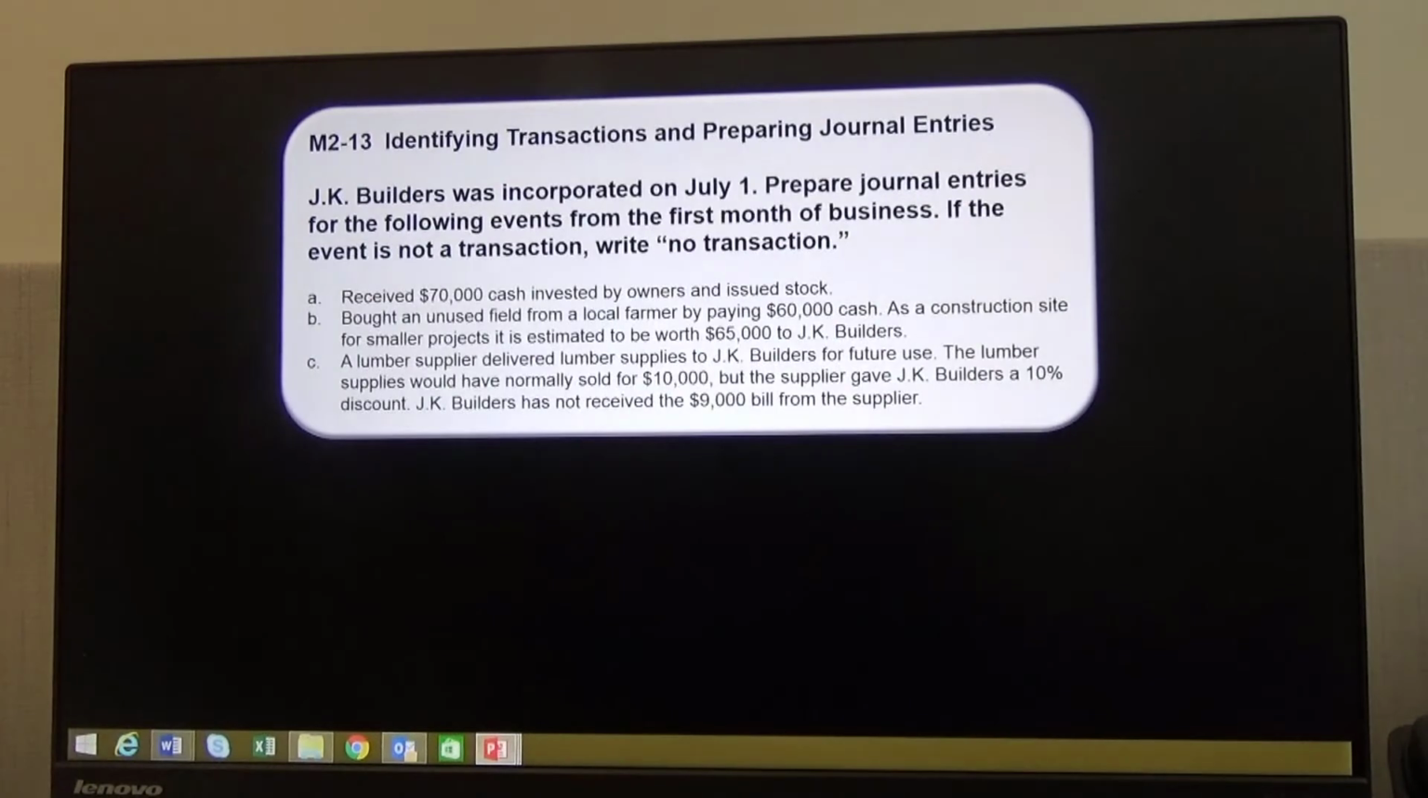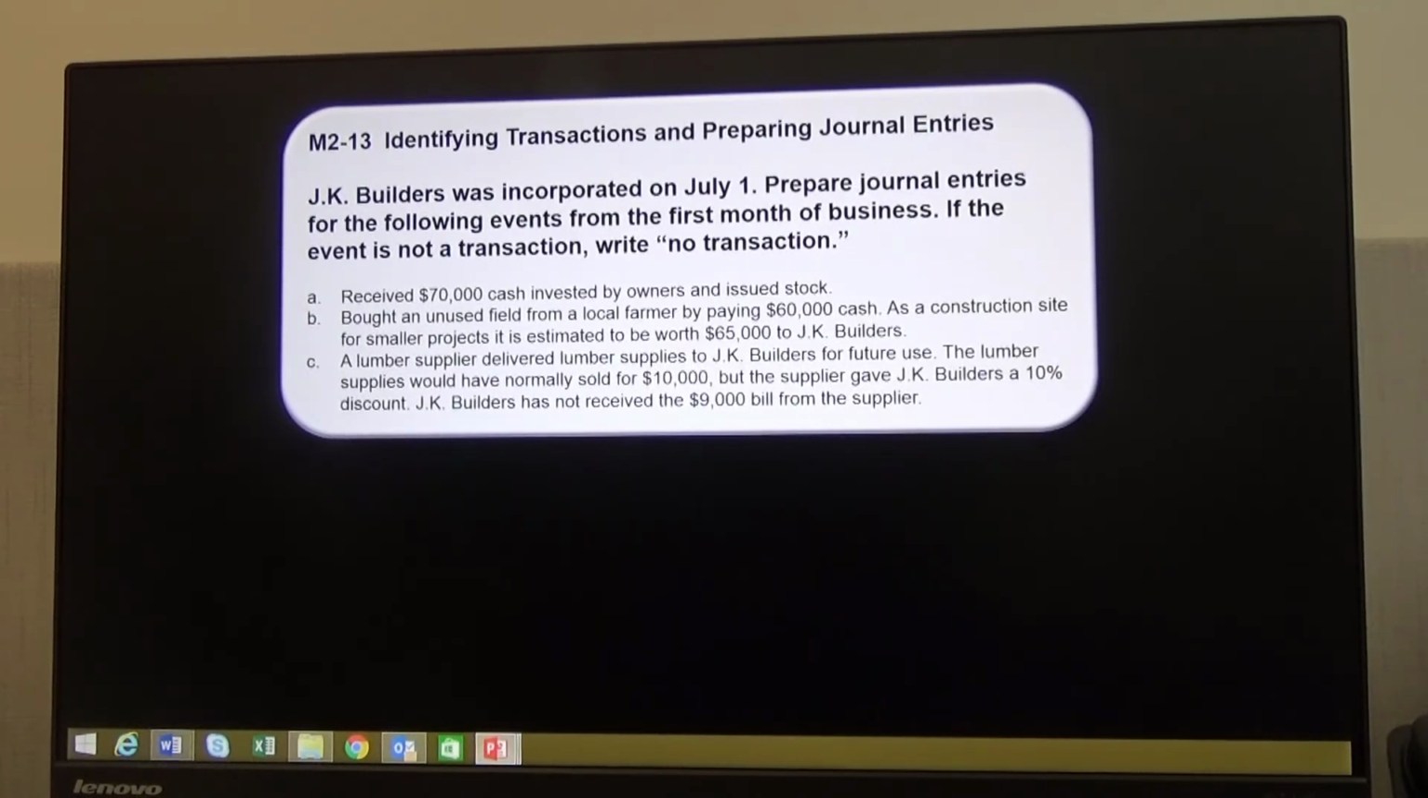Okay, so those are the basic concepts of the chapter. Now let's look at a few examples. Here we have an example of a company that was incorporated on July 1st, and we're preparing the journal entries for the first month that this company was in business. One of the things we'll need to do for each of these is determine whether it even is an accounting transaction or not. It's only an accounting transaction if it has an effect on an asset, a liability, and/or an owner's equity account. So let's take a look.